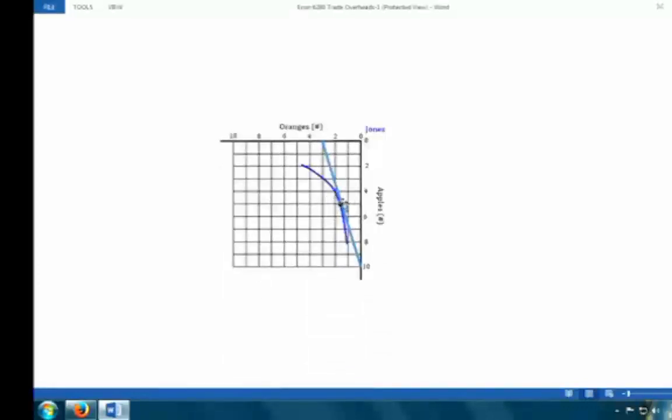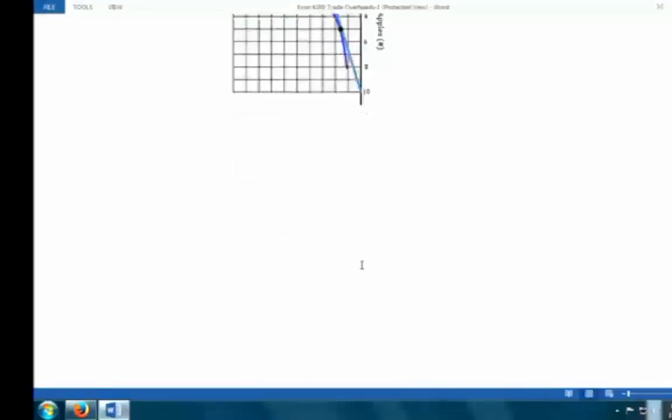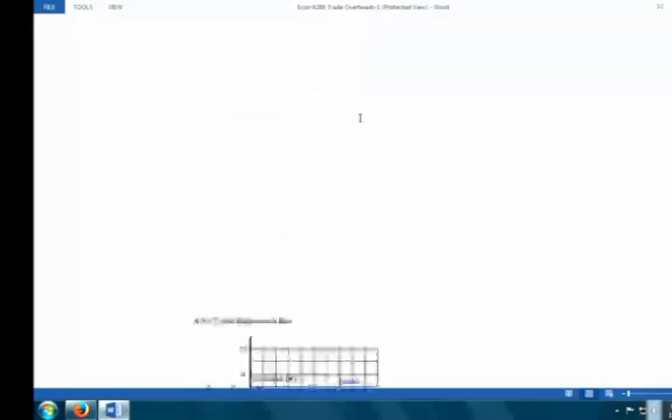Jones has the same incentive but in the opposite direction. He's going to have an incentive to slide down his PPF to produce nothing but apples, because for Jones, apples are going to be profitable based on the data. And for Smith, oranges are going to be profitable. So they slide down and they specialize in apples and oranges.